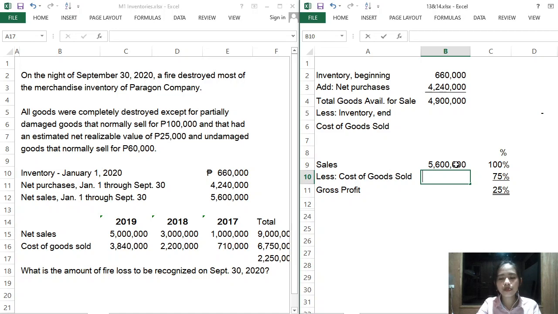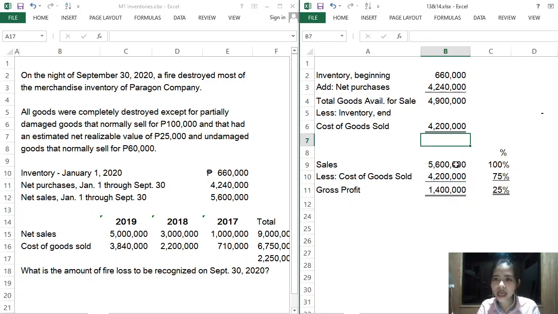Now, we could compute how much is the cost of goods sold, 4.2, and eventually, how much is the gross profit? That's 1.4. Now, we have the cost of goods sold na 4.2 million, then we could work back kung magkano ang inventory end. So, we have 700,000. But, hindi naman ito lahat, hindi naman yung lahat ng 700,000 ang nasunog, right?